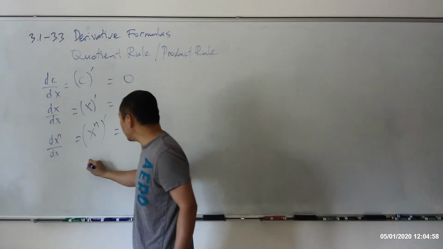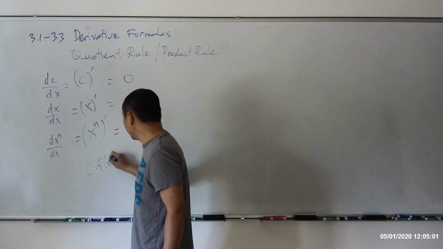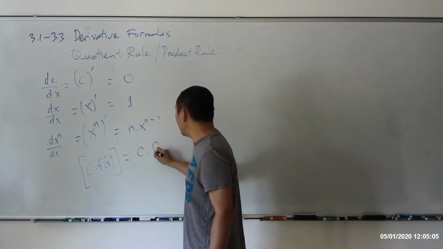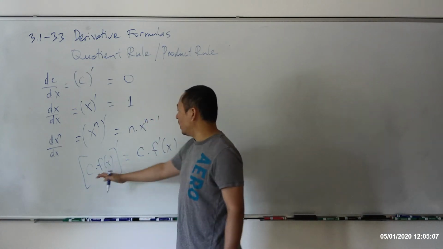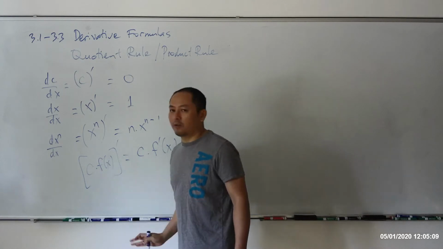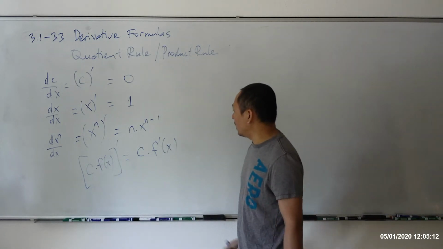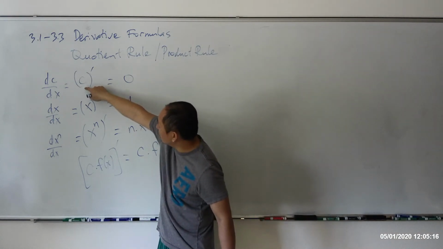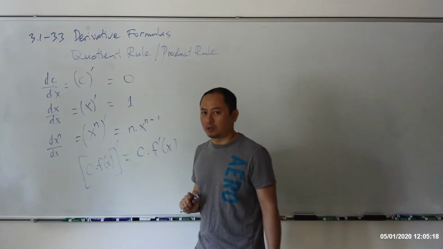If you have a constant times a function f, and you take the derivative of the whole thing, it is the same thing as c times f prime only. It means that whenever you have a constant times a function, you can leave the constant alone and then multiply by the derivative of f. It's different from a constant by itself. It's a constant times a function.